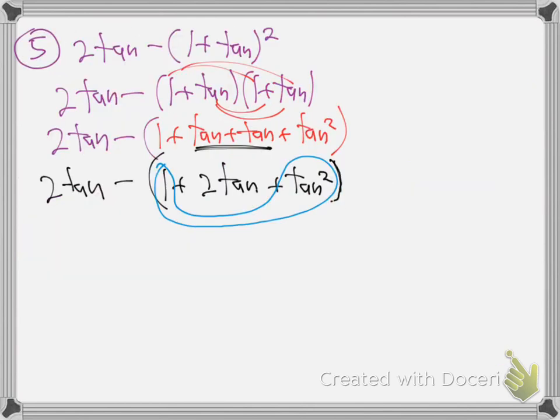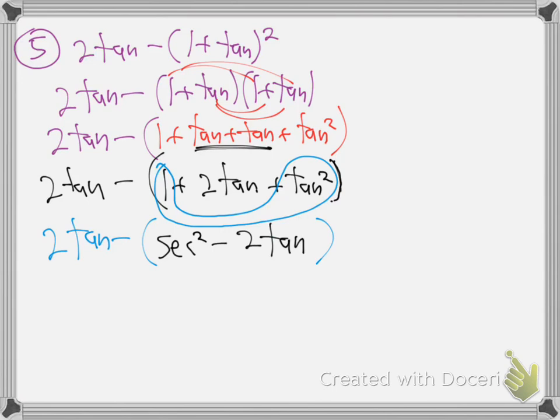Wait, was that helpful? I don't know. I'm not even sure. What do they want on this one? They want secant. Oh, yeah, that's beautiful. That's exactly what they want. So 2 tangent minus, and so what am I going to do there? 1 plus tangent squared? Secant squared.